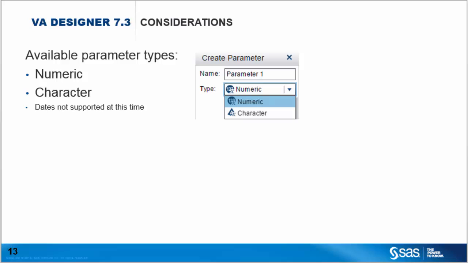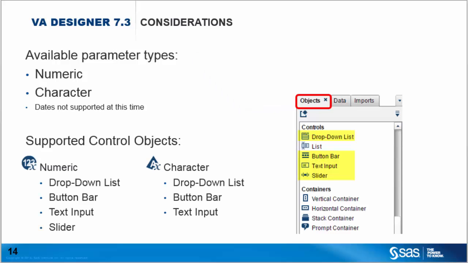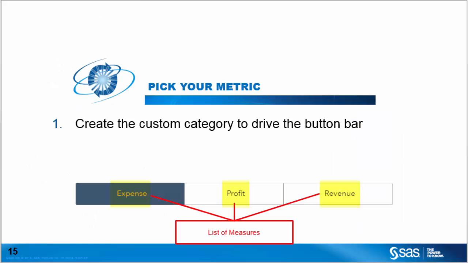Now let's review some of the considerations we need to keep in mind. We have both numeric and character parameter types that are available to us. And we have these supported control objects we may pick from to use to prompt our users for report selections. Let's walk through this example.